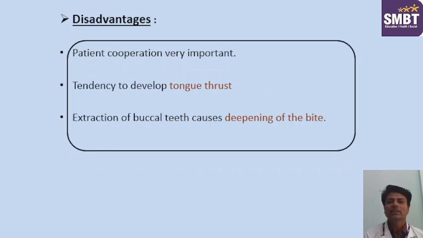But what are the disadvantages of this serial extraction procedure? Patient cooperation is very important as we are doing this treatment at an early age. Mostly the patients are in their childhood stages. Then also there is a tendency to develop a tongue thrust habit because it is an extraction procedure. The patient might tend to put his or her tongue in the extraction socket, and because of that, a tongue thrust habit may develop. Then extraction of buccal teeth causes deepening of the bite as we are removing the posterior teeth. Because of that, the vertical dimension of the mouth is reduced, and there is a chance of further deepening of the bite.